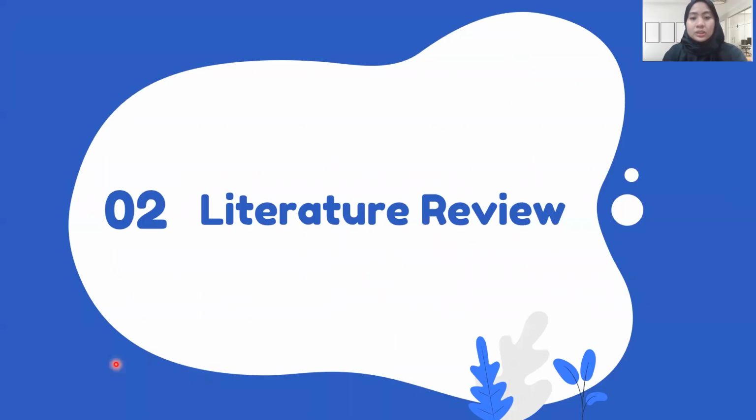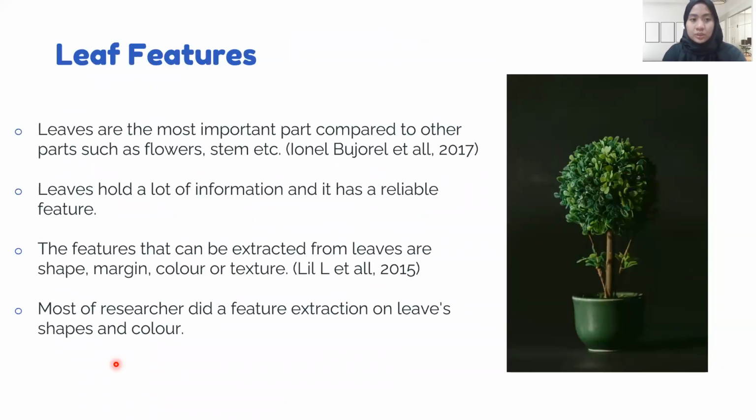Okay, next we move to the literature review. Okay, we study the leaf features because leaves are the most important part compared to other parts such as flowers, stem, etc. Based on the literature, it also holds a lot of information and it has reliable features. According to the researchers, the features that can be extracted from a leaf are shape, margin, color, or structure. And then most researchers did feature extraction on leaf shape and color.